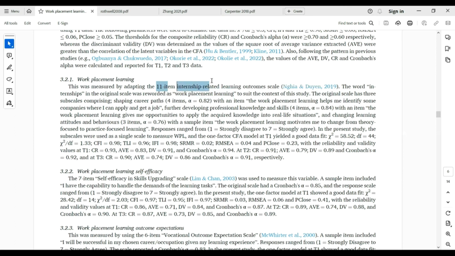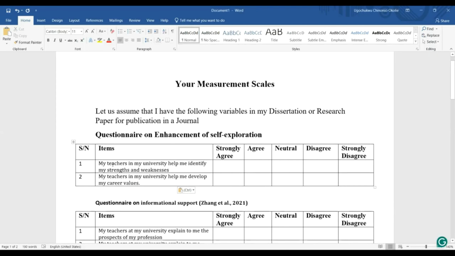Because these measurement scales talked about skills, about the learning outcomes of engaging in internship related learning, which is also work placement learning, I had to use the measurement scale. But again, I adapted it in this case because I made slight modifications. I only changed the words. Let me show you an example of what that means. Let's say this is: my teachers in my university help me identify my strength and my weakness. Now let me say I want to adapt. So I can say: my supervisor at my workplace helps me identify my strength and my weakness. Okay, I can also make that change here. This is adapting.